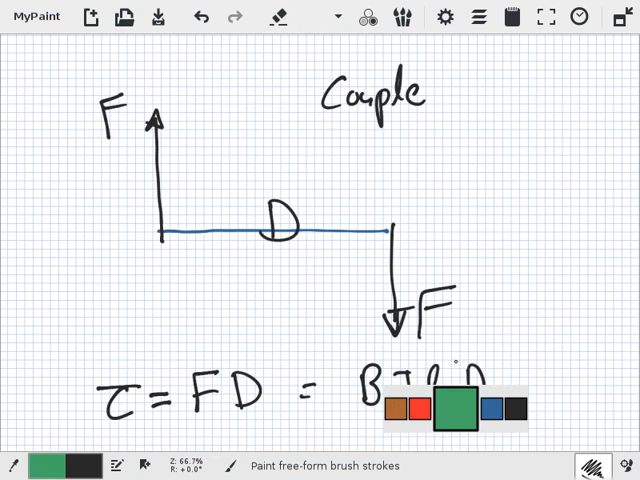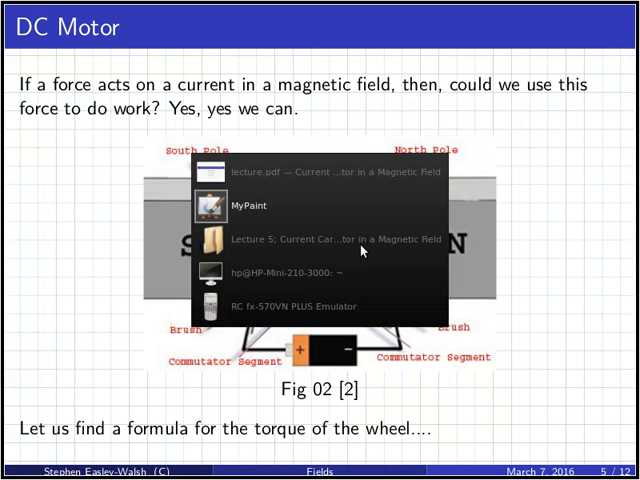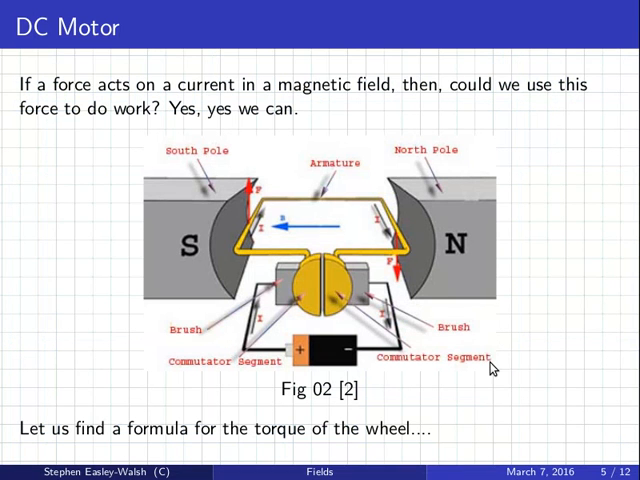Now, here D. What's L times D? Well, look at the picture. We're calling this side here D, and this side here is L. So it's the area, isn't it? So this will equal B I A. Yeah. Now it gets better.